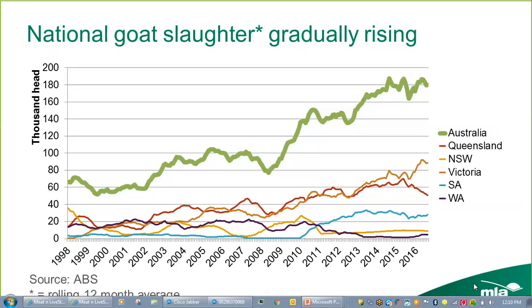In more recent times, if you have a look at 2015 and 16, you'll see the red line is headed down, and that's the number of goats processed in Queensland, and that's all on the back of the widespread drought conditions across that state.